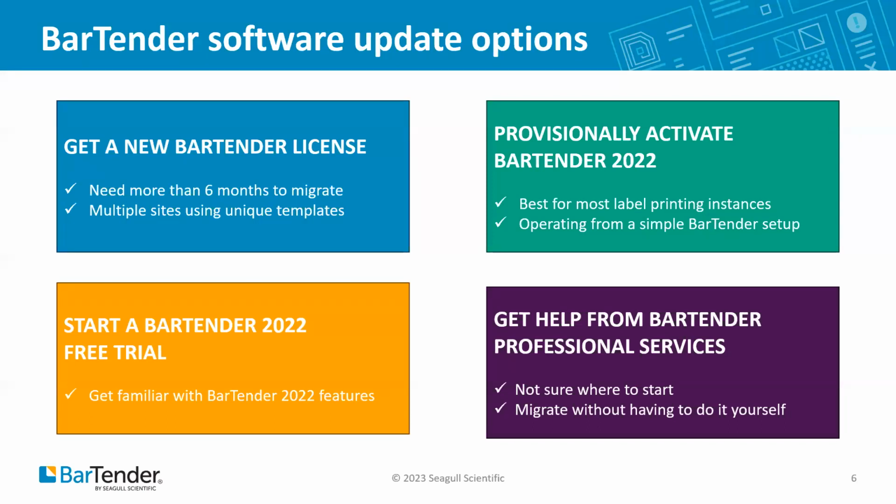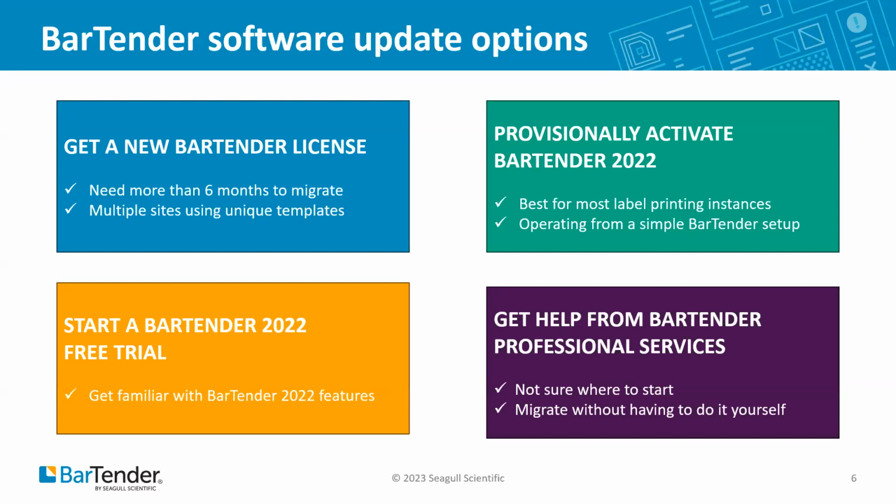For most of you, however, I believe that the best option would probably be to provisionally activate BarTender 2022. It's the easiest way to update your software, especially if you have a simple setup. But if you want to look at BarTender 2022 and test out the features, we definitely recommend just downloading a BarTender 2022 free trial.